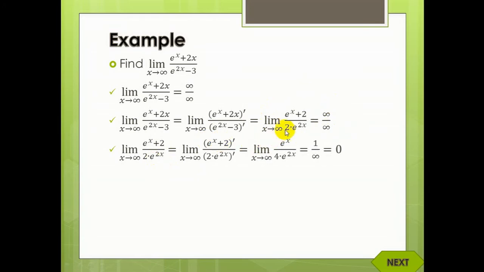When we differentiate, the derivative of e^x is e^x itself, and the derivative of 2e^(2x) is 4 times e^(2x). So it equals 1 over infinity, and 1 over infinity is equal to 0. So this is the result.